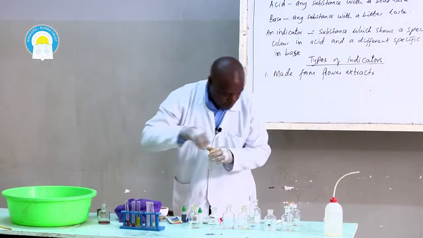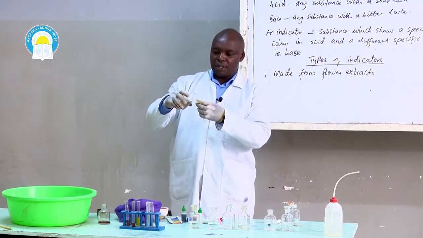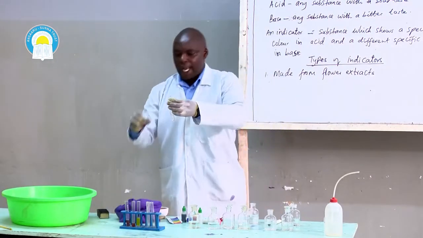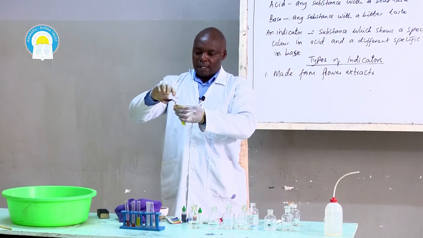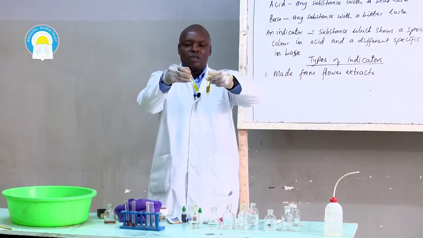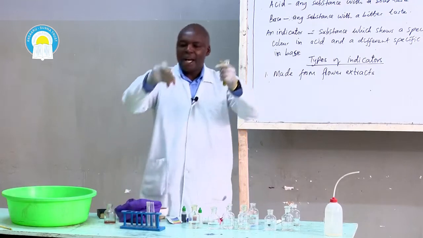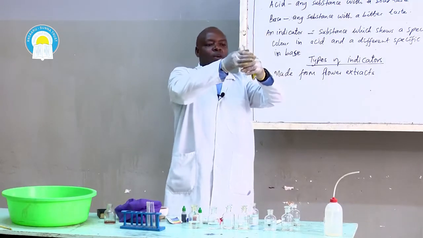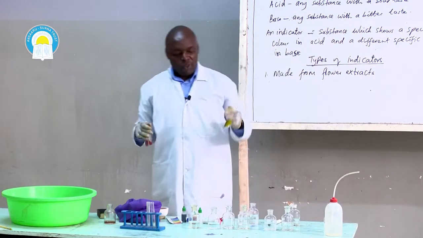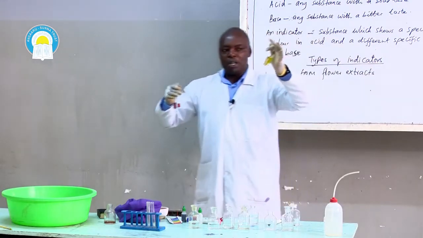Let me use this ammonia solution also as an example of base. So ammonia solution, I add the same indicator there. You realize that they will show similar color in base and similar color in acid. Therefore, those ones, that is an indicator that is made from flower extracts. You can see they show a specific color in acid and a different but specific color in base.